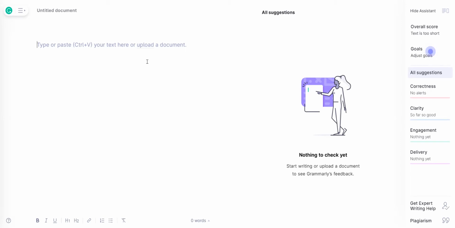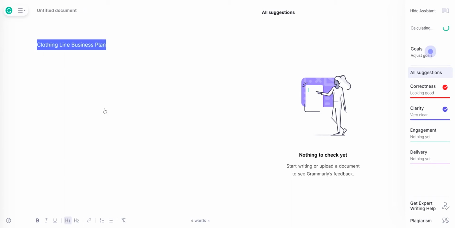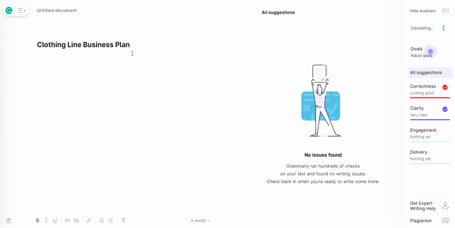So the first thing we're going to do right now is make a title here. We're going to call it a clothing line business plan. Alrighty, so we're just going to put this one as a header. Now the next thing we're going to put in our business plan is our executive summary. So I'll just put 1.0 executive summary. And this one, we're going to make it heading 2. Keep everything organized here. And under executive summary, we're going to put 1.1. We're going to label opportunity. That could just stay like that. We're just going to bold it up here.